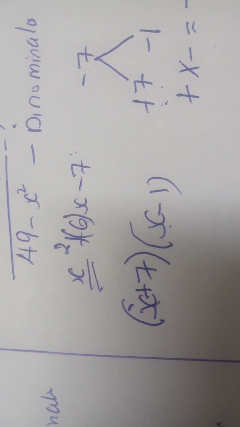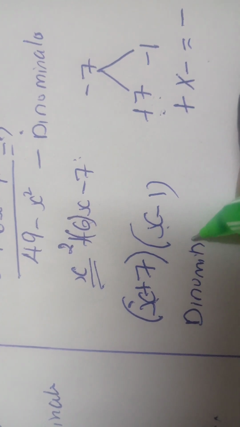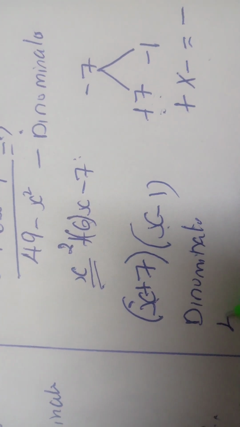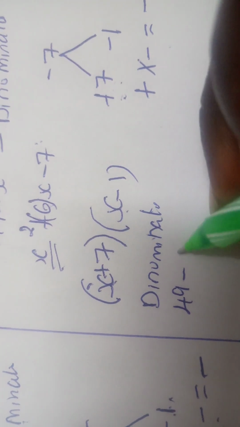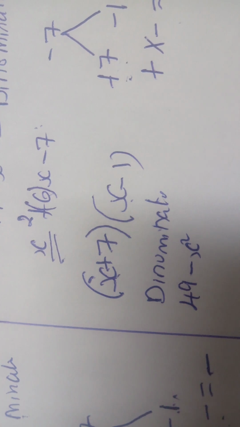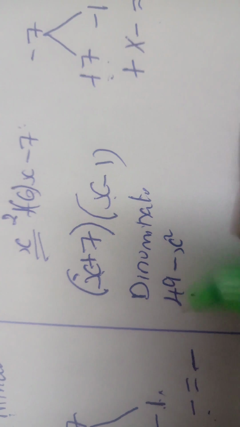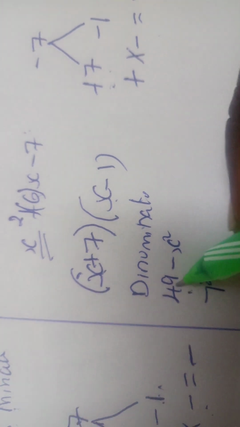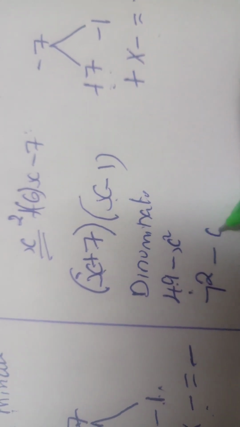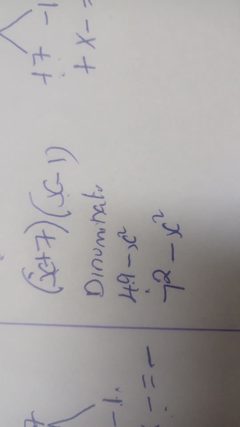As simple as that. Now let's go to the denominator. In the denominator, we have 49 minus x squared. This is what we call a perfect square. What is a perfect square? It is a number you can multiply by itself to get that number. In this scenario, we can multiply 7 by itself to get 49. So that's like 7 squared, which goes back to 49. Then minus x squared.